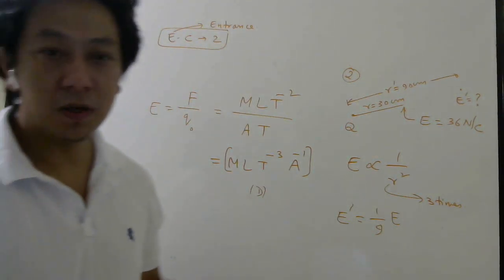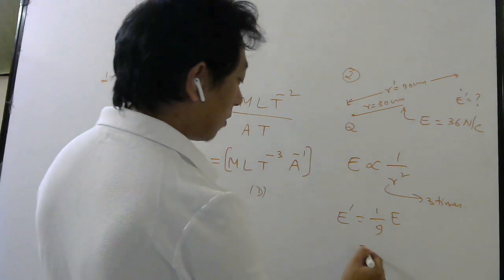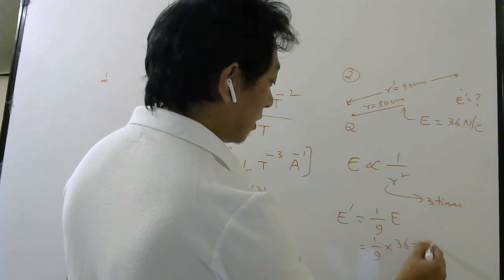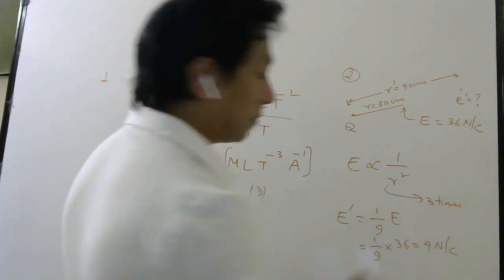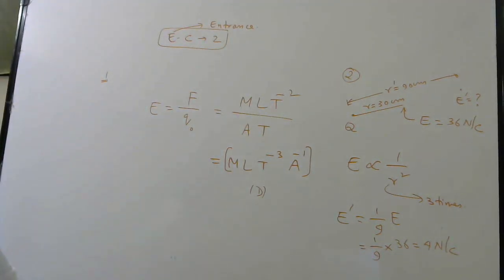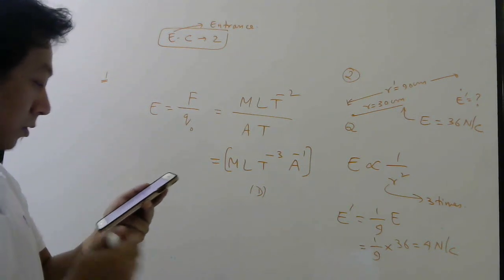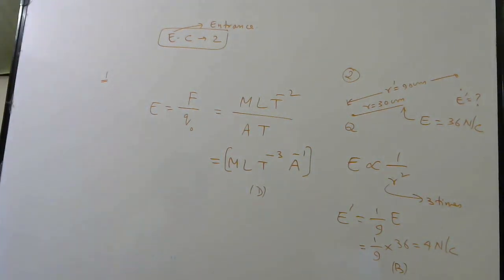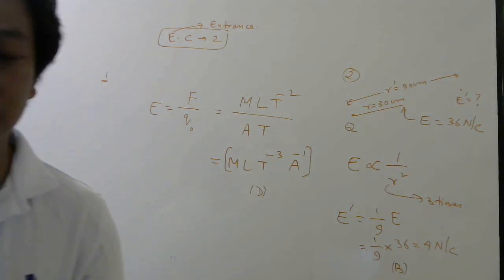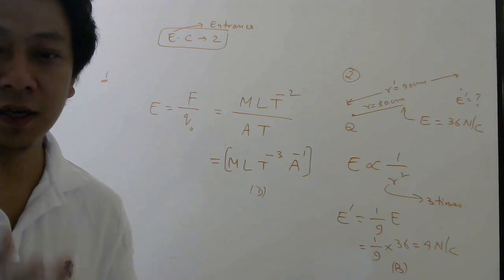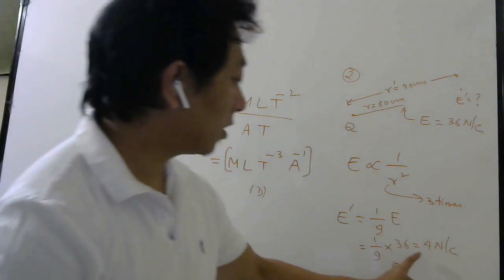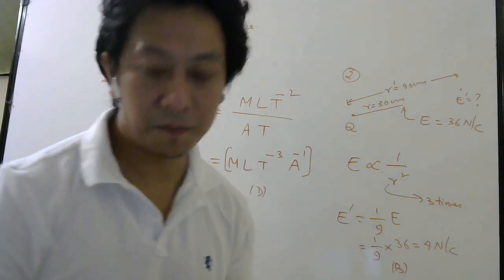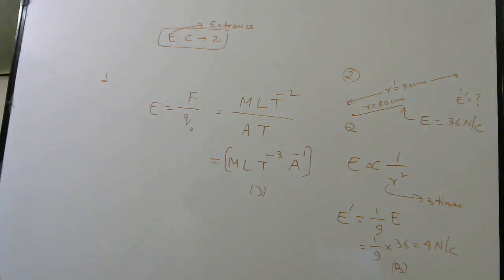So this way if you do it, it is much easier. So 1 by 9, and what was the initial electric field? 36. So now it is 4 Newton per coulomb. So 4 Newton per coulomb means option B. Again, they have missed giving you per coulomb in the options. So a few mistakes are there in the EPL. So whenever I'm correcting it, please make the changes. The answers are given in Newton, but the electric field unit is what? Newton per coulomb.